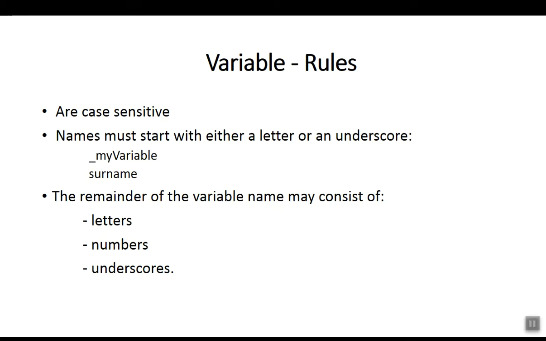There are some rules for variables. They're case sensitive. So a variable called phone number with a capital P is a totally separate variable from a phone number with a small p. They're two separate variables, they're case sensitive. They must start with either a letter or an underscore. The remainder of the variable can either consist of letters, numbers or underscores.